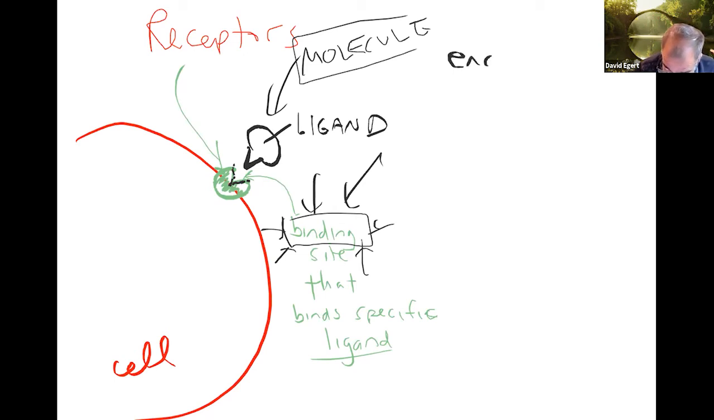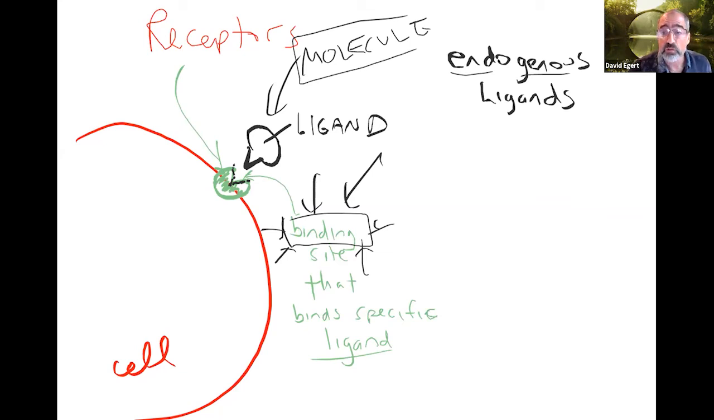There's the idea of endogenous ligands. Endo, within, created within. These are the naturally occurring ligands within your body, like serotonin or insulin. I couldn't hear what you said. So endogenous just means the naturally occurring things that are in your body.